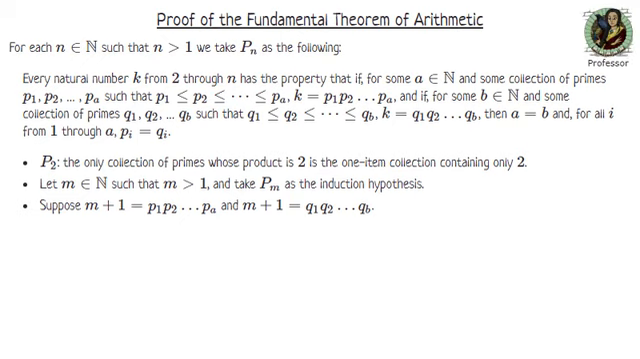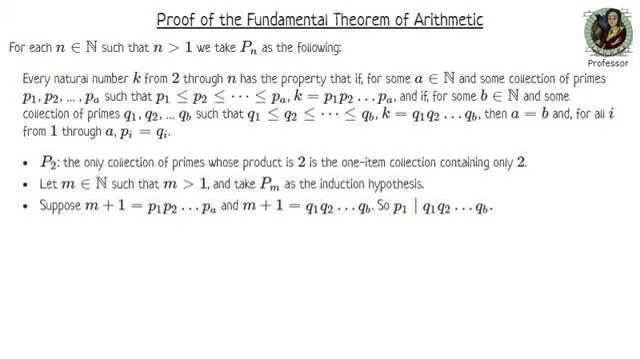Exactly. And of course, m plus 1 is equal to q sub 1 times q sub 2 and so on. So p1 divides the product of q sub 1 through q sub b. Oh wait! What did the useful result tell us? That's right. P1 divides the product of the q's, so it must be equal to one of them. That is, p sub 1 is equal to q sub i for some i from 1 through b.